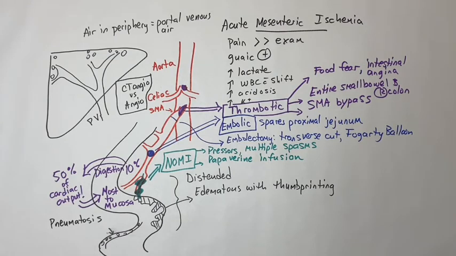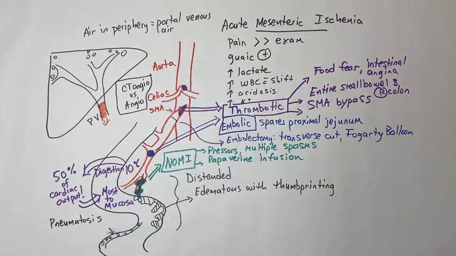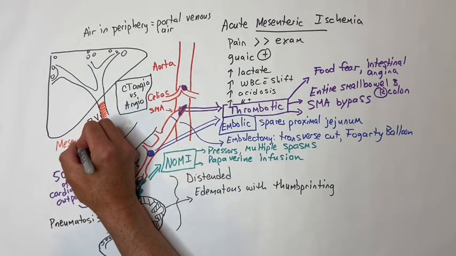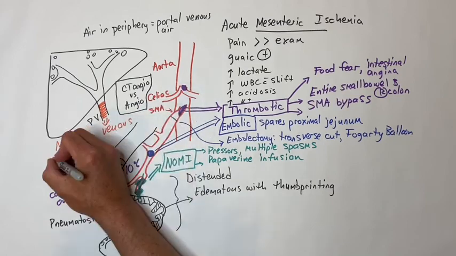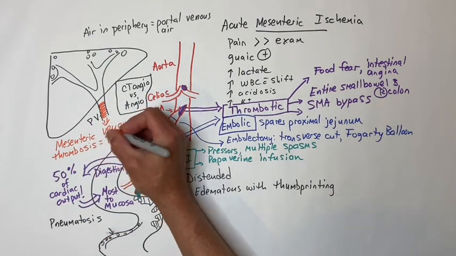Acute mesenteric venous thrombosis of the SMV or the portal vein can lead to venous hypertension and edema of the bowel wall, leading to poor blood flow. Treat this with TPA, if possible, and anticoagulation.